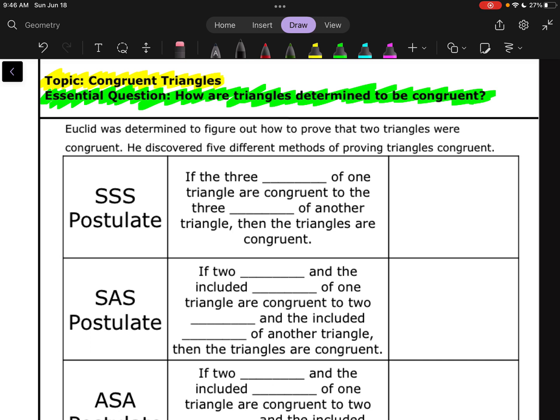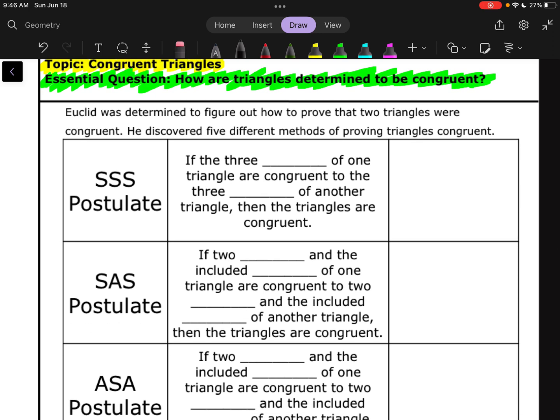And so Euclid was determined to figure out how to prove that 2 triangles are congruent in a more efficient manner. And he discovered 5 different ways of proving that triangles were congruent that are essentially shortcuts. And so the first way that he figured out was called SSS postulate, or side-side-side postulate. And that says that if 3 sides of one triangle are congruent to the 3 sides of another triangle, then the triangles are congruent. So that's going to look like this.